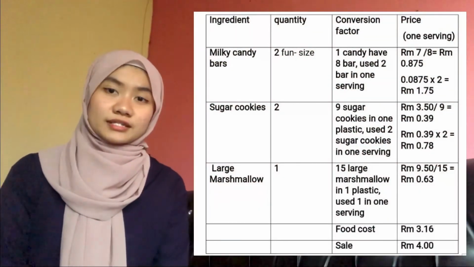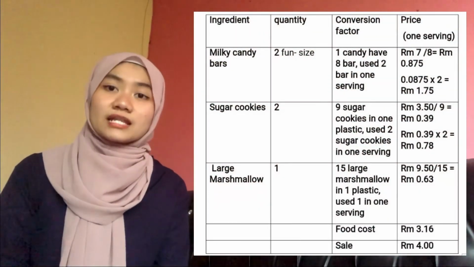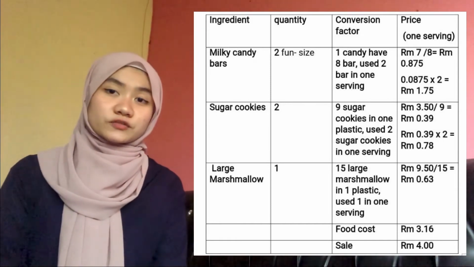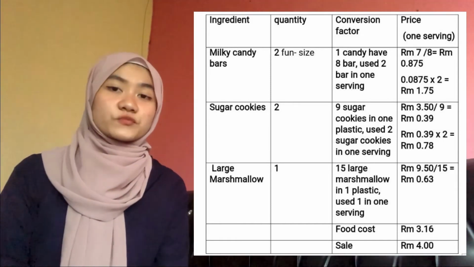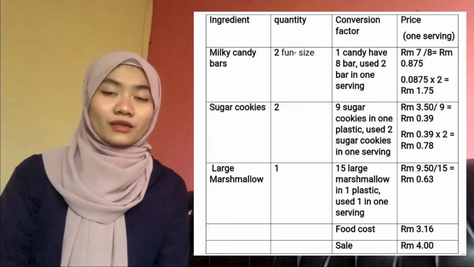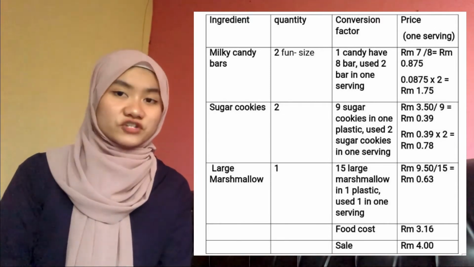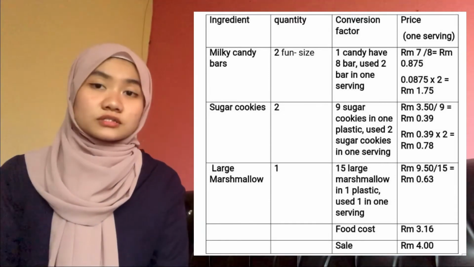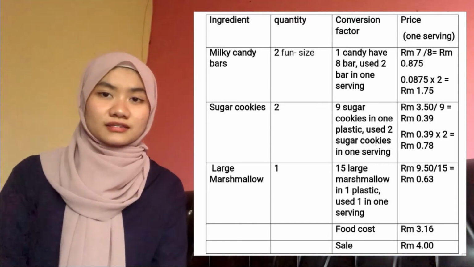The last food item is sugar cookie s'mores. So the standard order of sugar cookie s'mores is a plate containing 2 fun size milky candy bars, 2 sugar cookies, and 1 large marshmallow for 1 serving. So after having the conversion factor, as you can see here, we got the total food cost as 3 ringgit and 16 cents. Thus, we decided to sell it for 4 ringgit.